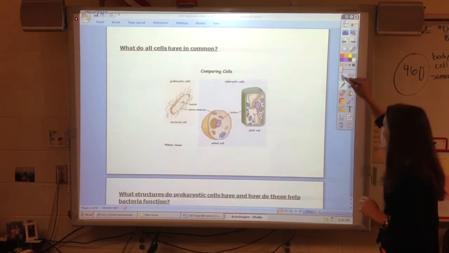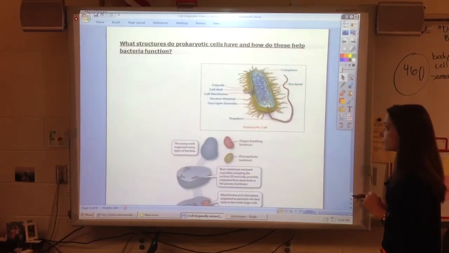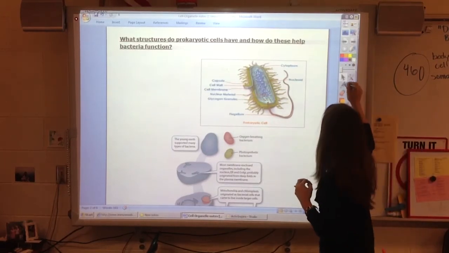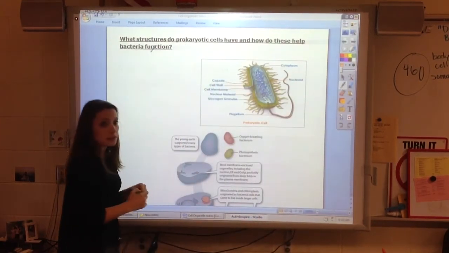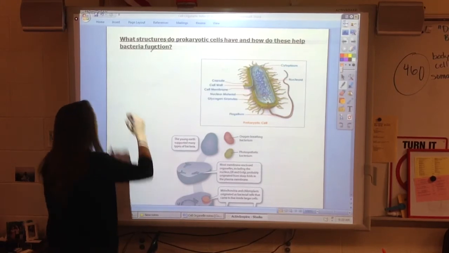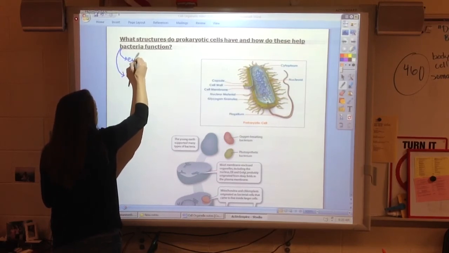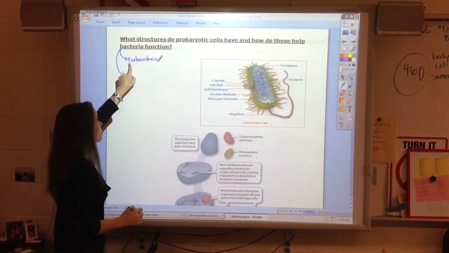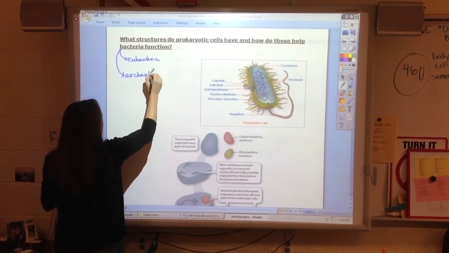So what we want to focus on right now is prokaryotic cells and what structures they have in common. When we look at prokaryotic cells, prokaryotic and bacteria basically mean the same thing. Prokaryotic cells are divided into two types of bacteria. We're going to have eubacteria, not the same thing as eukaryotic. Eubacteria just means true bacteria. And we're going to have Archaea bacteria.